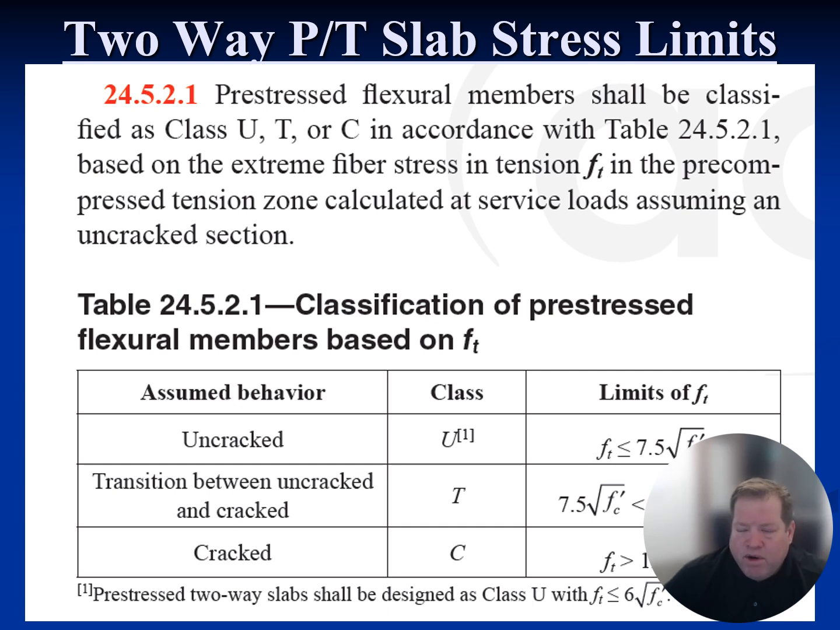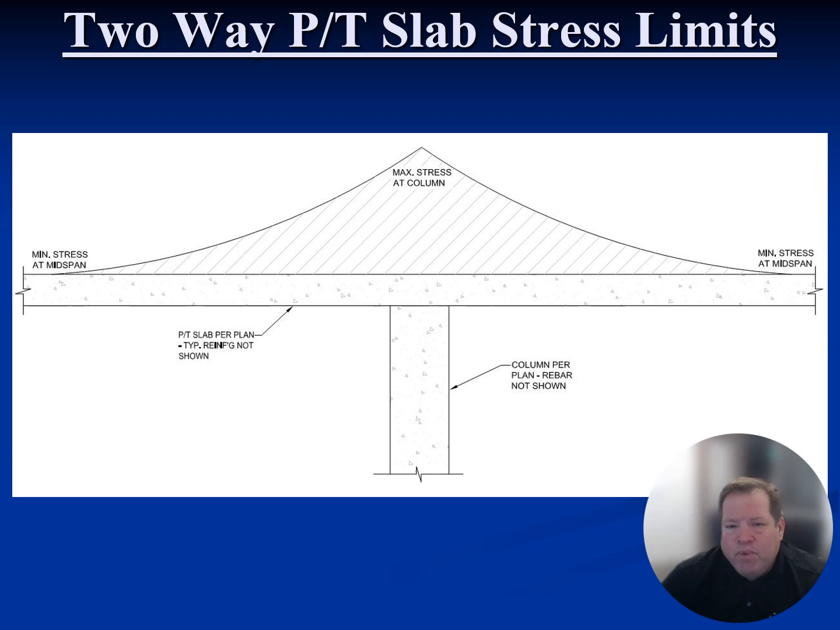U, being uncracked, has to be less than 7.5. However, if you have a two-way slab design, which you can see down here, you're a class U structure, but it's not 7.5, it's 6. You're knocked down from 7.5 to 6 only if it's a two-way slab. And if you are a two-way slab, it has to be class U. There is no two-way slab class T. So basically, you have one limit, which is 6 square root, and that's your design value. So the question will always be, why are two-way slabs penalized?